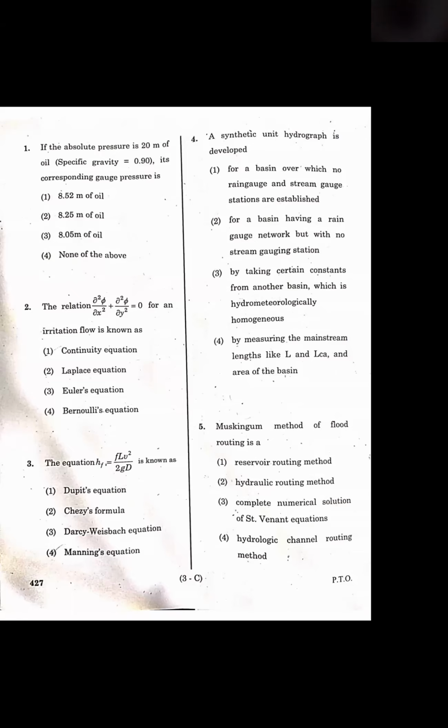I guess it is 8.05. And the relation dou square phi by dou x square plus dou square phi by dou y square is the continuity equation. The equation hf = flv square by 2gd is known as Darcy-Weisbach equation.